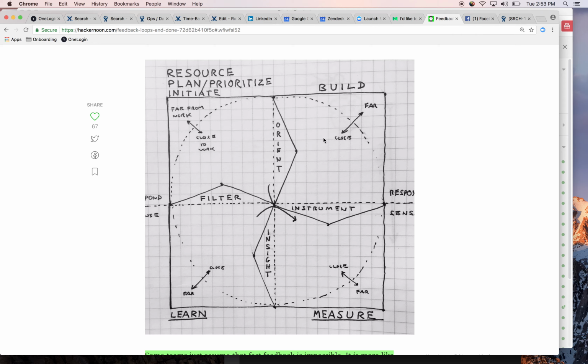So for example, you have teams that do build, measure, and learn, and are very, very effective at that, but the actual decision to plan or prioritize is very far from the work. Another great example is a team that builds and measures, but the team that actually gets the insights together is very far from the work. So that was the subtle thing around these little arrows that say far and close.